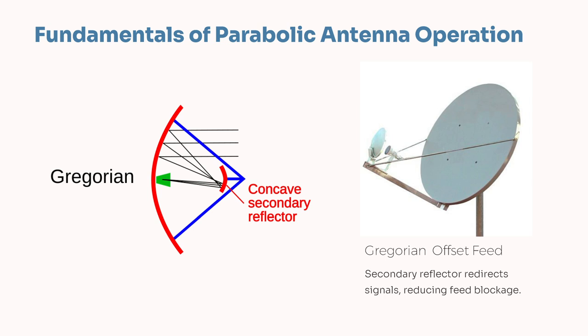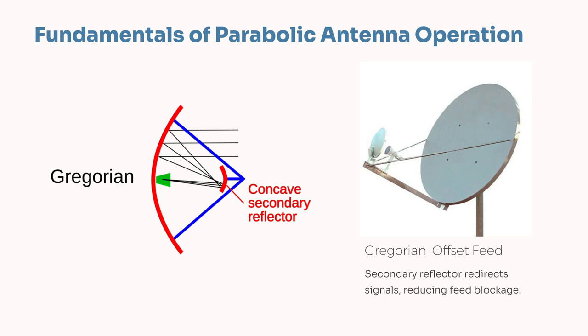Feed location: the feed is positioned on the opposite side of the primary reflector, close to where the reflected rays converge after interacting with the secondary reflector. This positioning allows the feed and its associated components to be mounted in a more accessible and protected area, behind the primary reflector. Advantages of the Gregorian design: compact design.